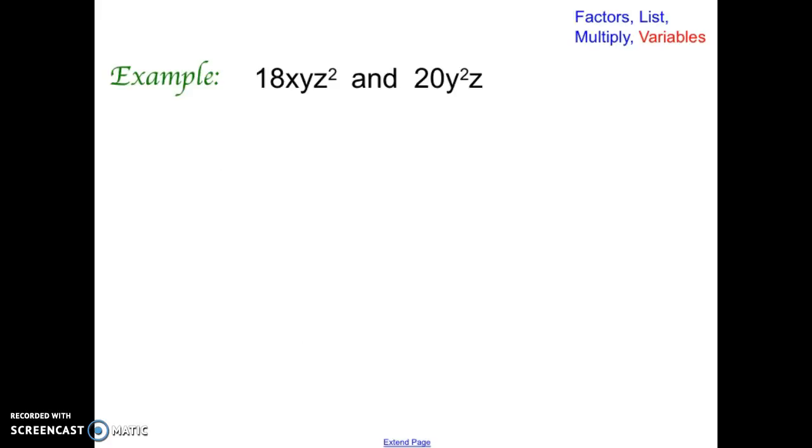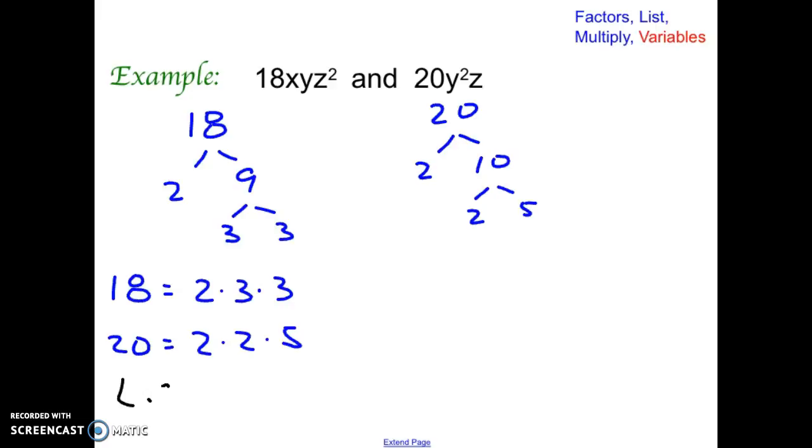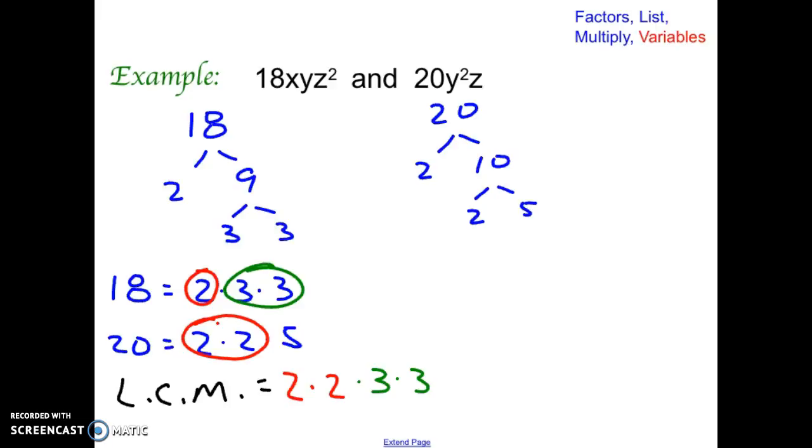For our next example, let's start with the coefficients. We got the 18, which we've done before, the 2 and the 9, the 3, and the 3. 20 we've also worked out before. All right, so for our least common multiple, let's start with the factors. We got 1 2 in the first term, 2 2's in the second term, so 2's got to get listed twice. If we look at the 3's, there's 2 of them in the first term. Despite the fact there are none in the second term, doesn't matter. Got to put a pair of 3's in our least common multiple. And we also got that 5 there. So for our coefficient, we'd multiply all these out, and we should get 180, so that will be the coefficient of our least common multiple.